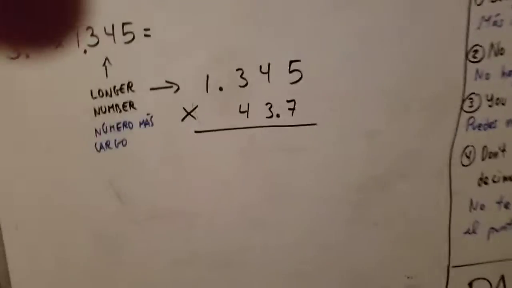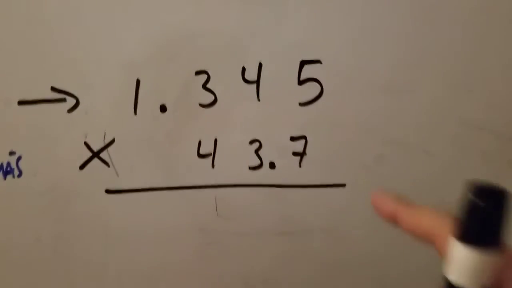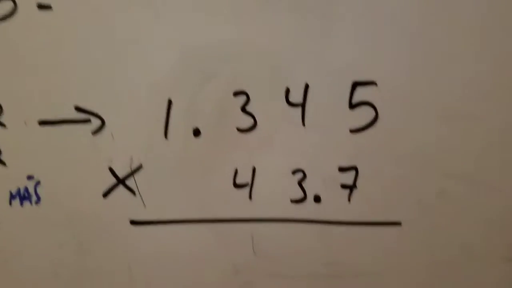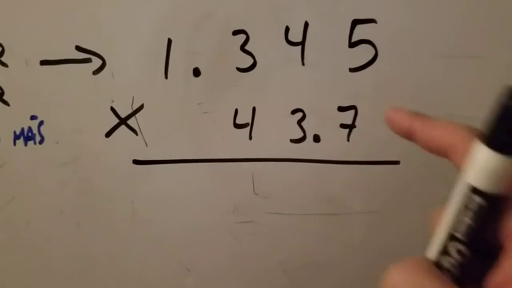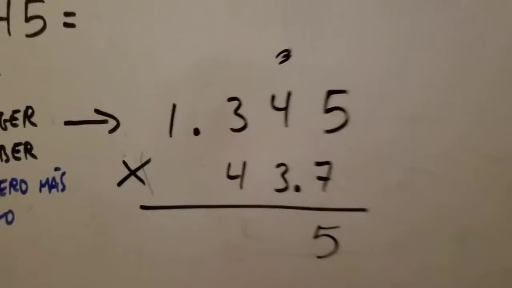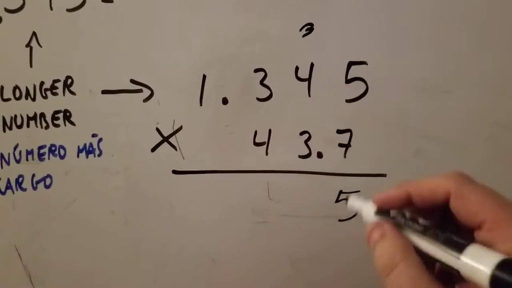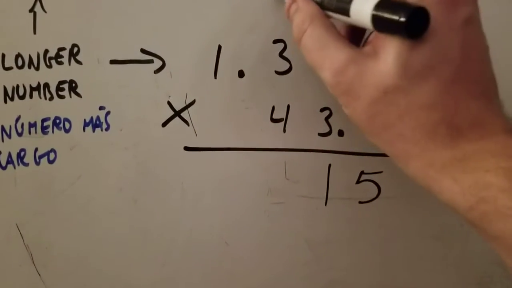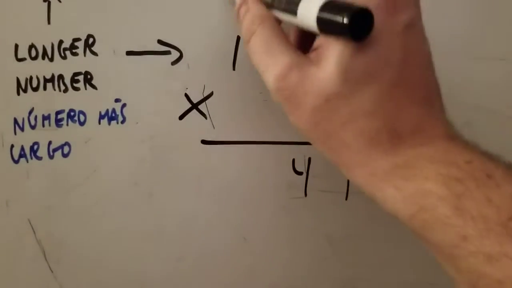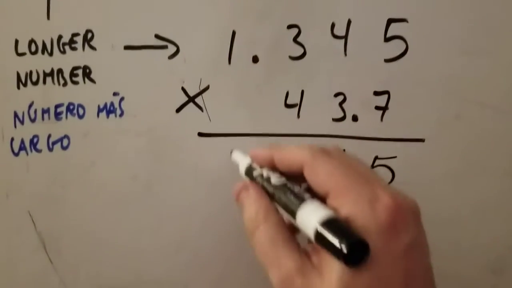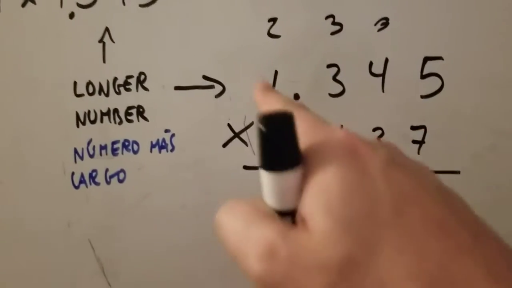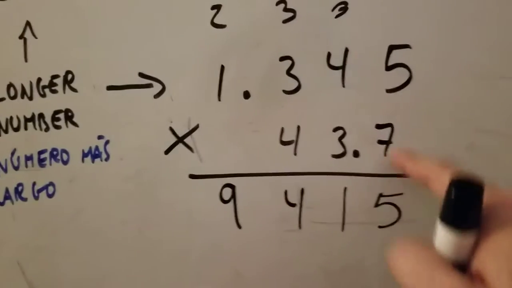Okay, so let's do it. Start with the 7. 7 times 5. I'm going to go fast. I'm going to assume you know your multiplication facts. If not, please review those. 7 times 5, 35. 7 times 4, 28, plus 3 is 31. 7 times 3, 21, plus 3, 24. 7 times 1, 7, plus 2, 9. Have you seen how straight my numbers are? Okay, now I am done with the 7.